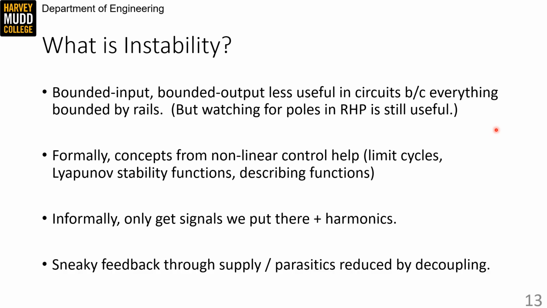Finally, we often see instability when we're building open-loop amplifiers in the lab. For instance, really high-gain common emitters with long power supply wires can oscillate. But that's weird because those amplifiers are still open loop. We haven't introduced feedback yet to cause instability. So that oscillation actually comes from sneaky parasitic feedback loops that are introduced either through the power supply or through parasitics.